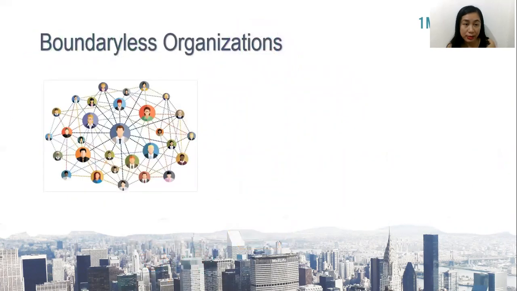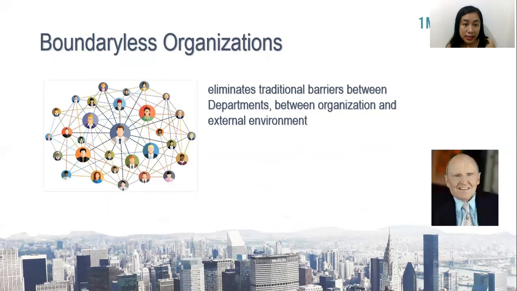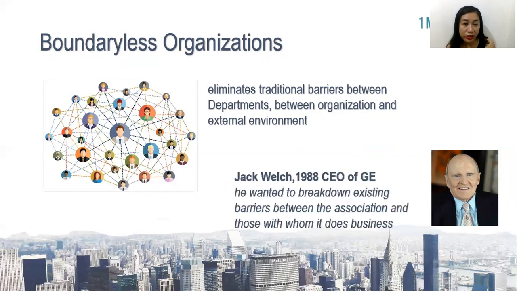Another type is boundaryless organization. It refers to an organization that eliminates traditional barriers between departments, as well as barriers between the organization and the external environment. This concept was pioneered by Jack Welch, CEO of General Electric in 1988, as he envisioned to break down the existing barriers between the association and those with whom it does business.